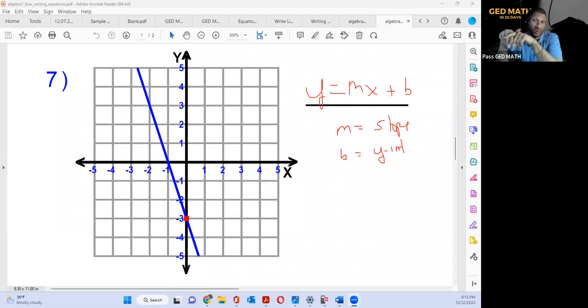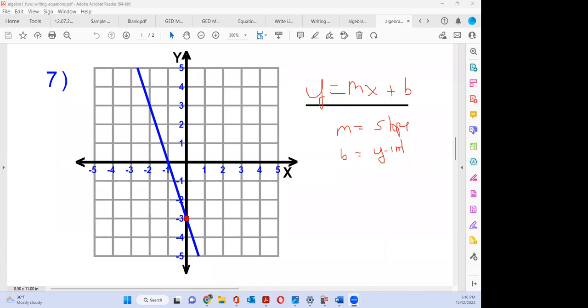You're very close. But remember, y equals mx plus b. And then you want to simplify all fractions to lowest terms. Right now, that is wrong, but you are so close.